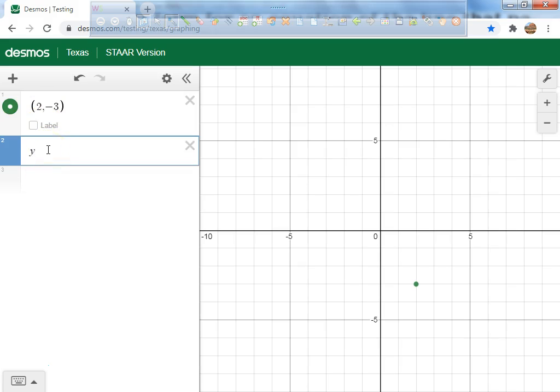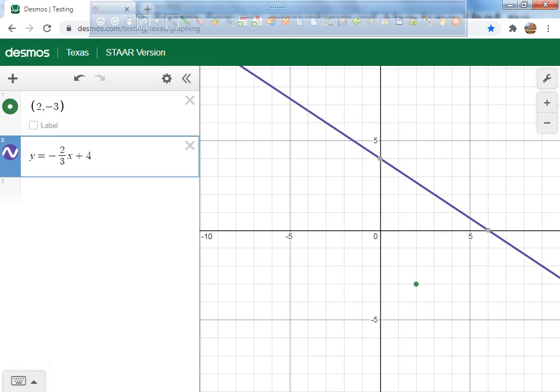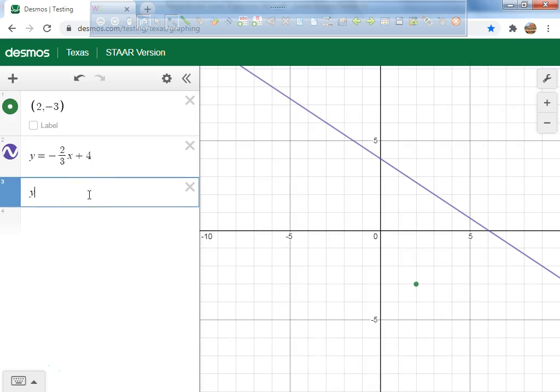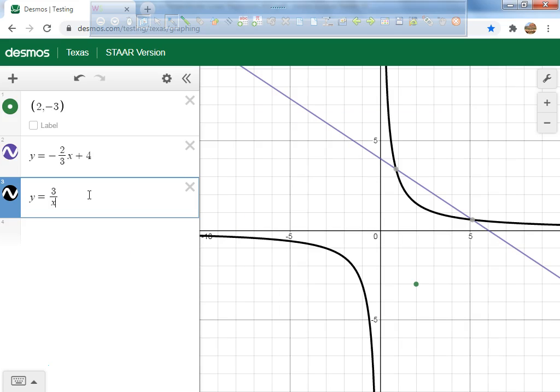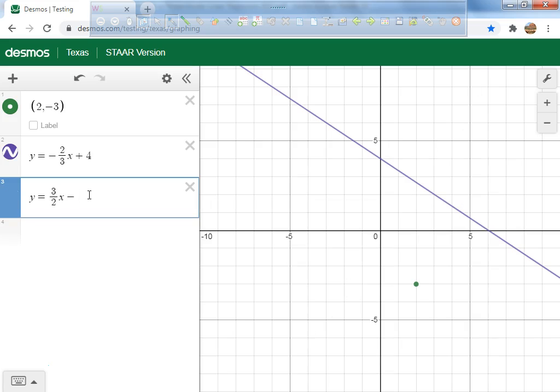We're typing in our old equation, which is y equals -2/3 x. Was it +4? I think that's what it was. And let's type in our new answer. y equals 3 divided by 2x minus 6. And that proves to me that we actually are going through this point right there, 2, -3. And once again, it does form a right angle.